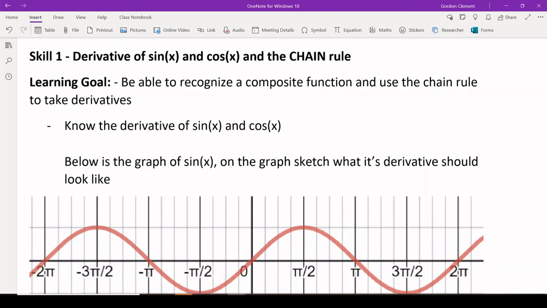Okay, so we're going to jump into cycle 2. We're going to look at the derivative of both sine and cos in this lesson, and we're going to introduce a wildly important rule, a rule that we will use literally in every lesson from here on out, which is the chain rule.